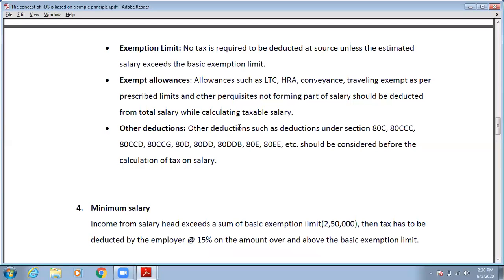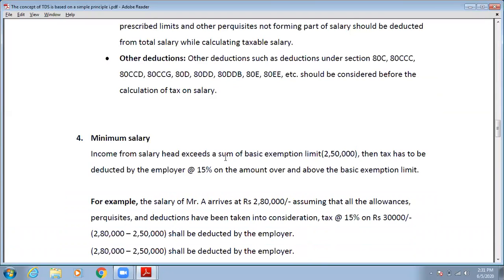That we will discuss later in the chapter, that is, deductions under sections 80C to 80U. So now you have to remember that you have to subtract these deductions from salary. Okay, we will discuss these deductions later in the chapter on deductions. Okay, now what is the minimum salary?